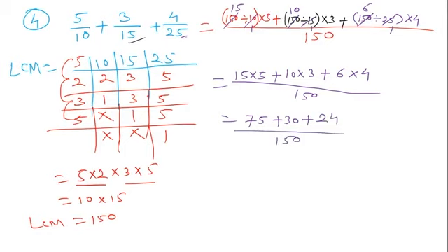This is 75 plus 30, 105, plus 24, divided by 150. Here we got 129 divided by 150. In this way, we can easily learn the addition of fractions. Here, three different fractions are given to you, and we learned how to find the addition of these three different fractions. So I hope all of you understand this.